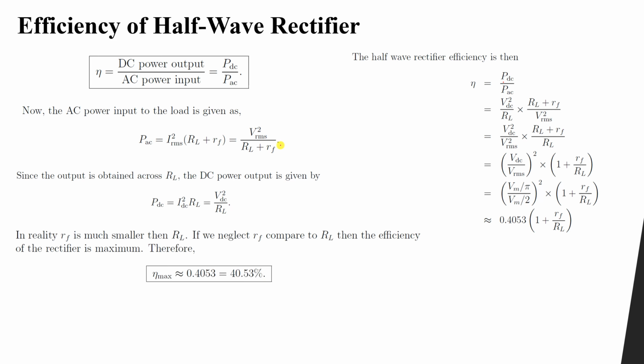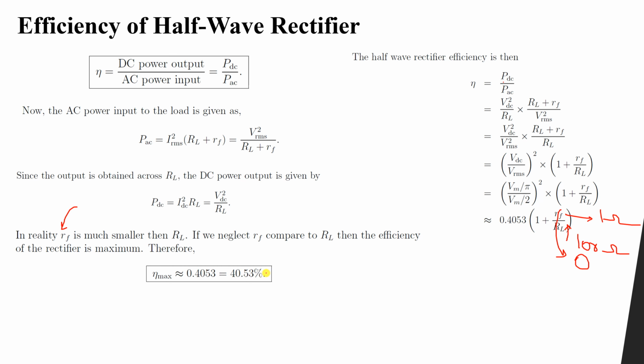Now of course, in reality, the resistance of the diode, or the voltage drop even on the diode, is very small, so we can neglect RF with respect to RL. RL is very large. It can be, for example, 100 ohms, and RF can be 1 ohm. So 1 divided by 100 is a very small value compared to 1, so we can consider this as 0, or simply neglect RF. So the maximum efficiency of the half-wave rectifier will be 0.4053, which is 40.53%.